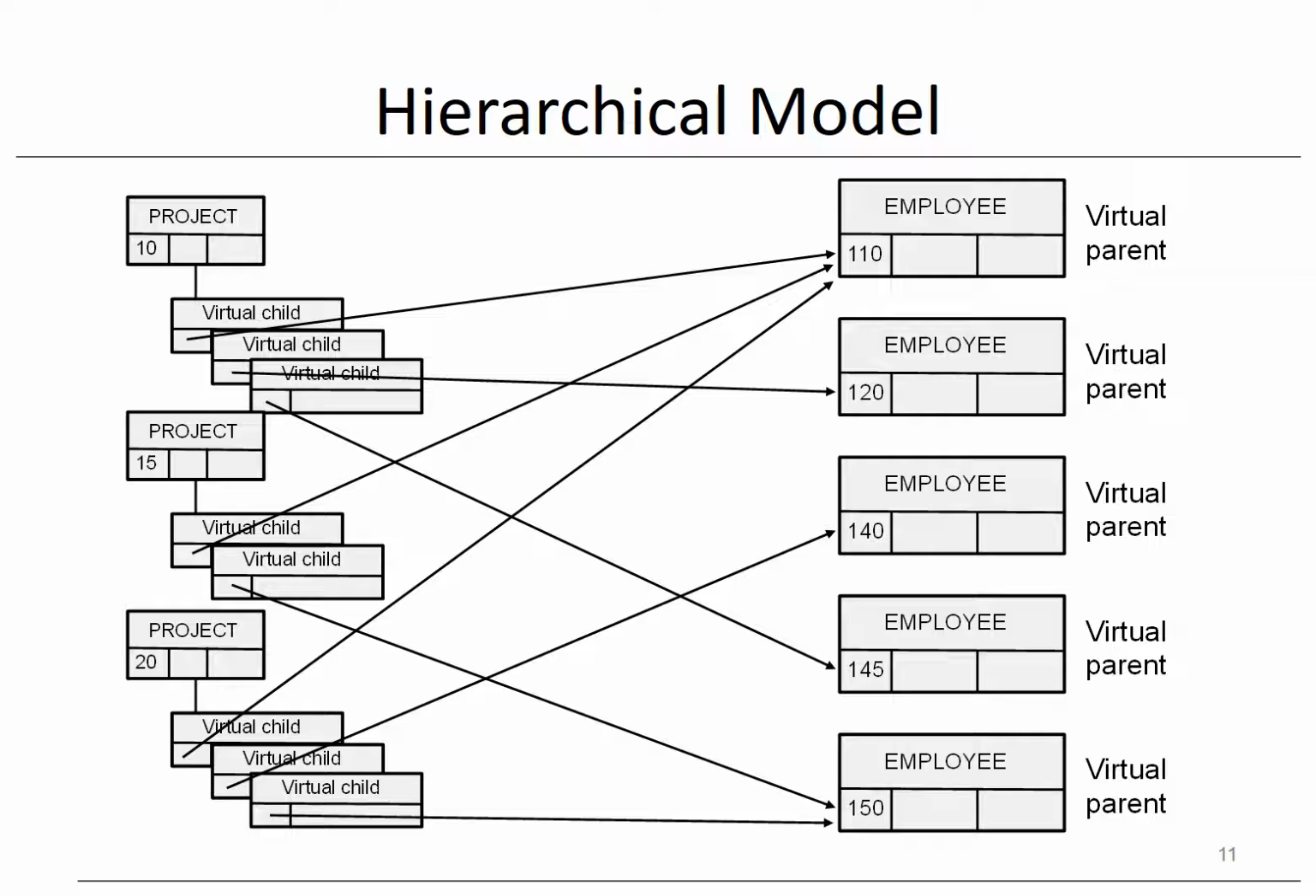This figure illustrates our earlier n-to-m relationship type between employee and project, but now implemented using virtual child and virtual parent record types. The virtual children have pointers to virtual parents. Although this solution has no more redundancy, it is rather artificial and difficult to maintain.